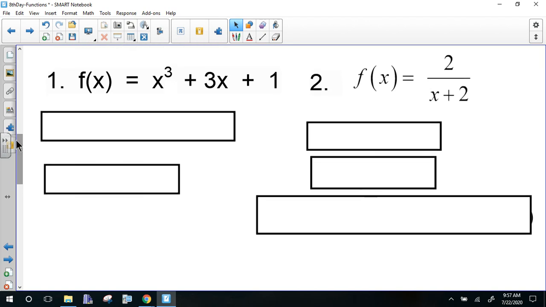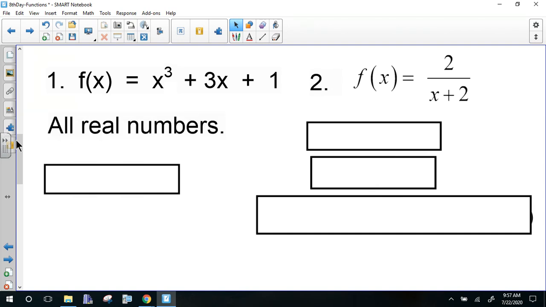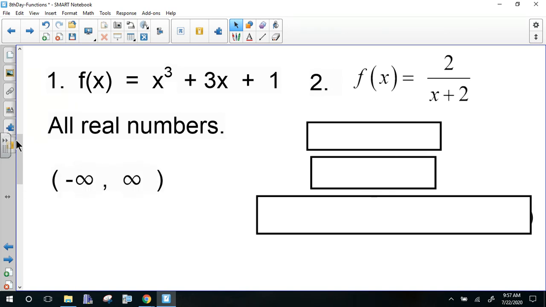We want to find the domain of x cubed plus 3x plus 1. Well, number one, is it a fraction? No, it's not. Is there a radical, square root, fourth root, sixth root? No. Well, if that's the case, then it must be case number 3. It has to be all real numbers. How do I write all real numbers in set notation? Well, anytime you use infinity, that includes all the numbers. We want parentheses. So if I include all real numbers, I'm going from negative infinity to positive infinity.